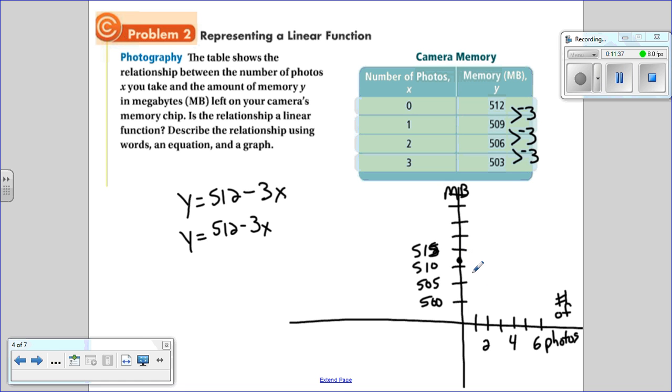When we take 1 photo, we're down to about 509. Another photo, about 506. Another one, about 503. Another one, about 500, and so on and so on. And that is your graph.